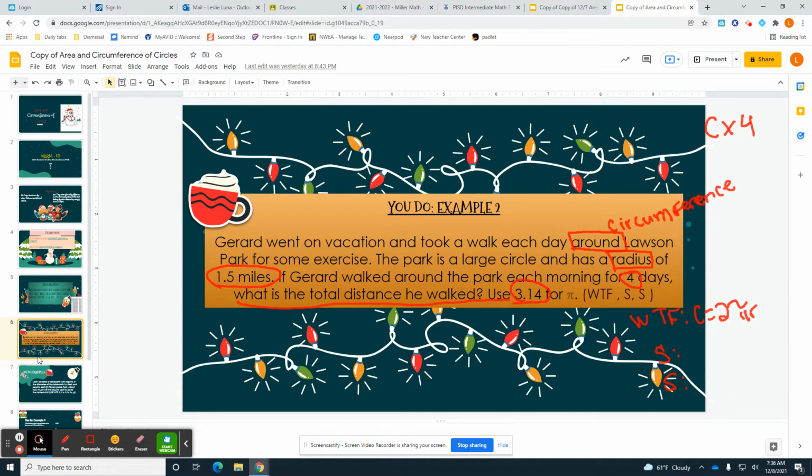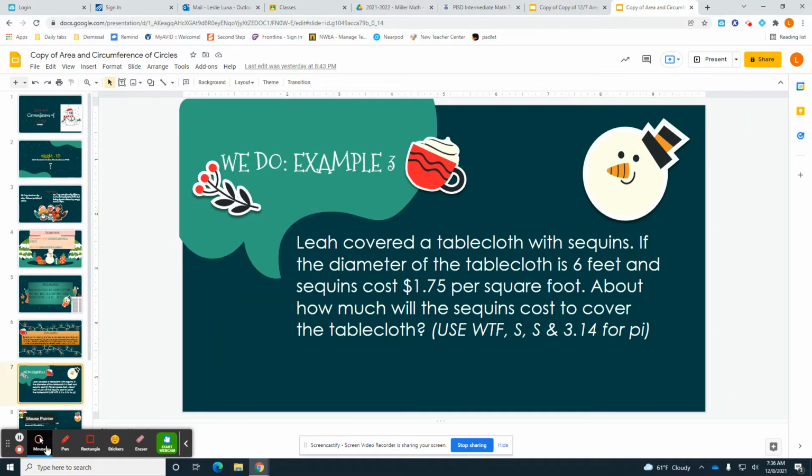All right, moving on to this we do. It says Leah covered a tablecloth with sequins. If the diameter of the tablecloth is 6 feet and sequins cost $1.75 per square foot, about how much will the sequins cost to cover the tablecloth?